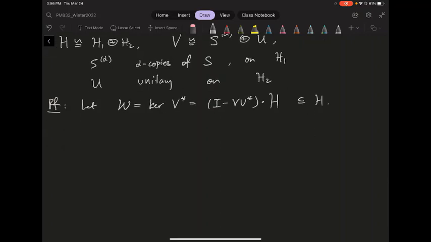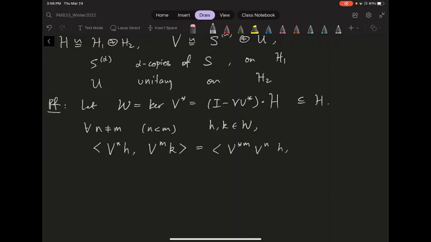And first of all, let's consider one thing. So if you have any m not equal to n, okay, let's say n is strictly less than m, some two natural numbers, and if you take any h and k from this W, consider what happens when you try to say Vm times h and Vn times k, okay, you want to apply this inner product. Well, because one is greater than the other, for example, here m is bigger, so you can move the m to the left-hand side. So all the m copies become V star on the left, and we have a Vn, and then h and k.